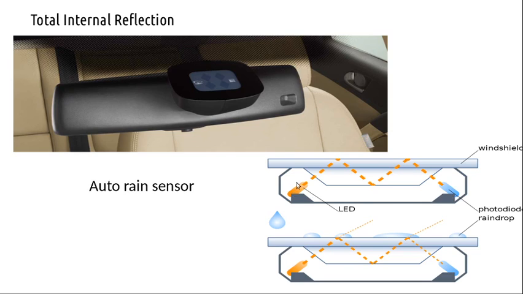This interface has a particular critical angle, and when there are raindrops, the intensity of light received at the photodiode varies. That's how you perceive the rain, and then you deploy the wiper automatically. There is very simple physics involved in this, but they charge a huge price for this particular gadget.